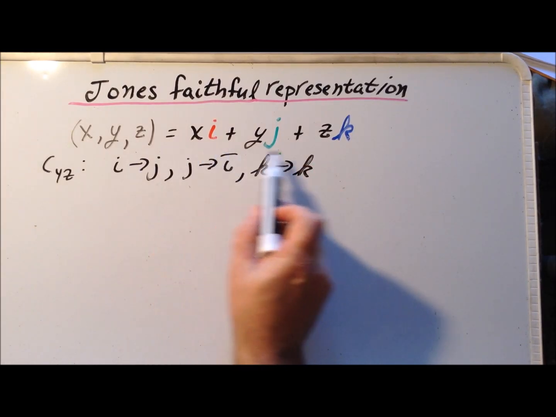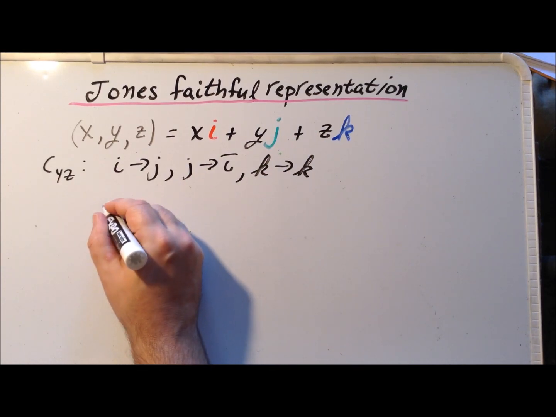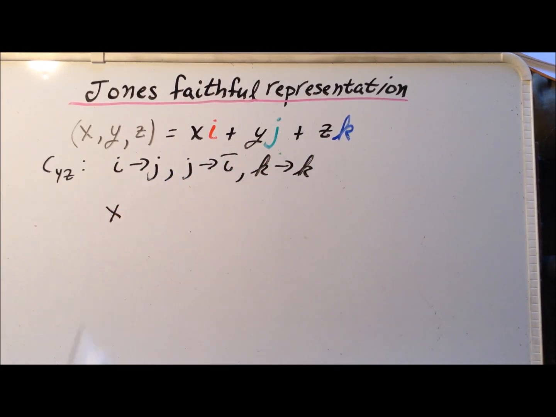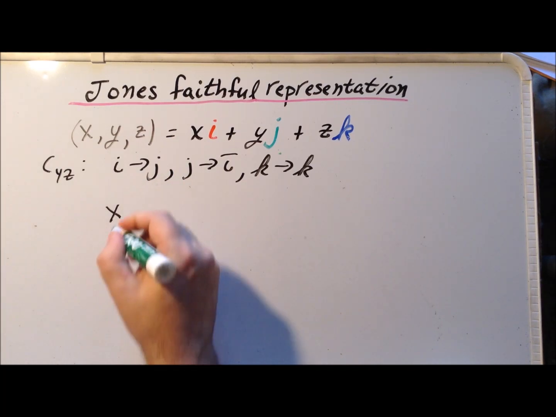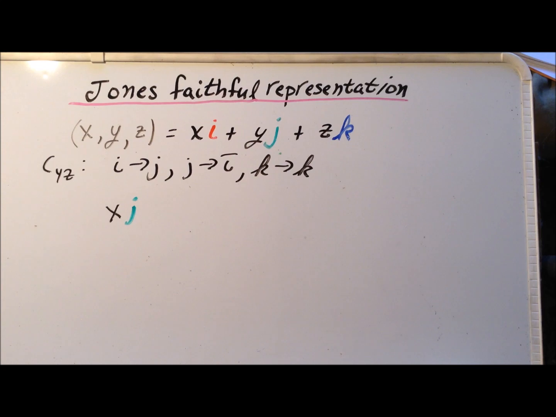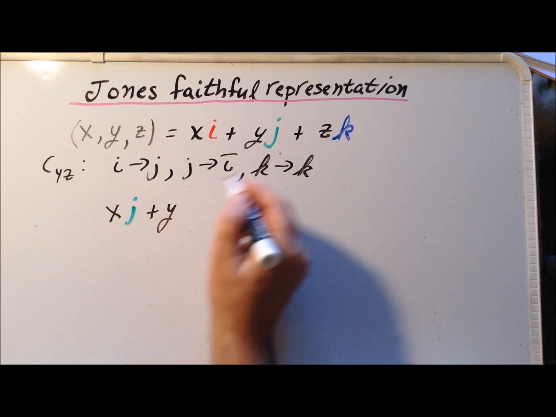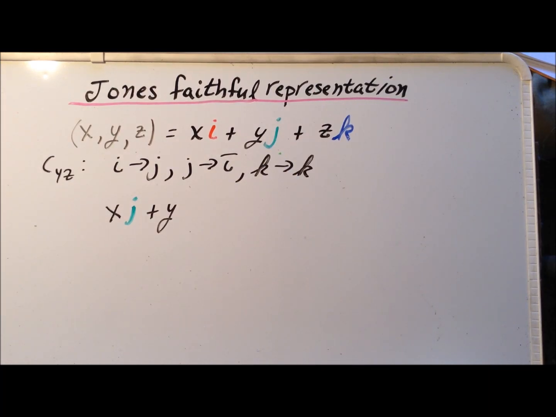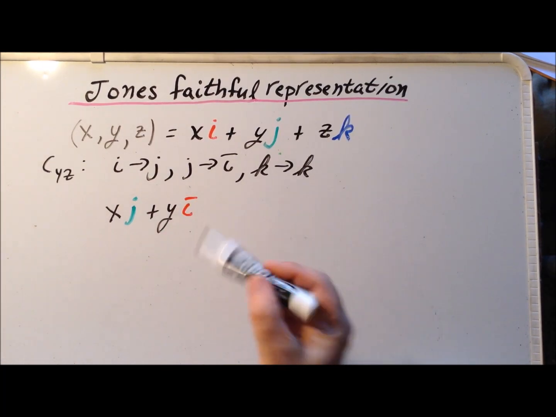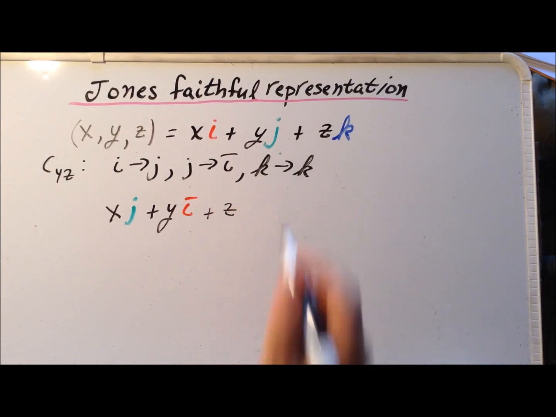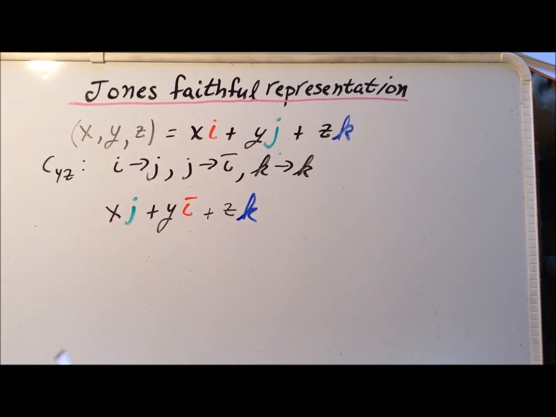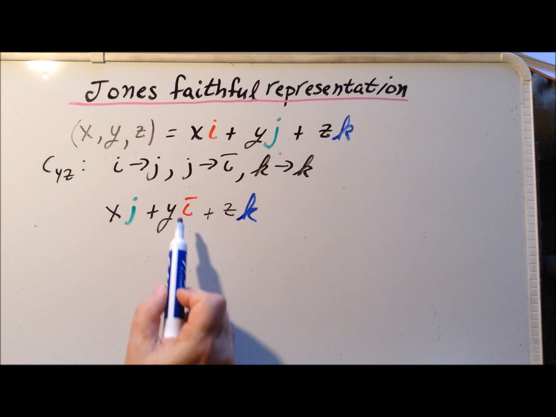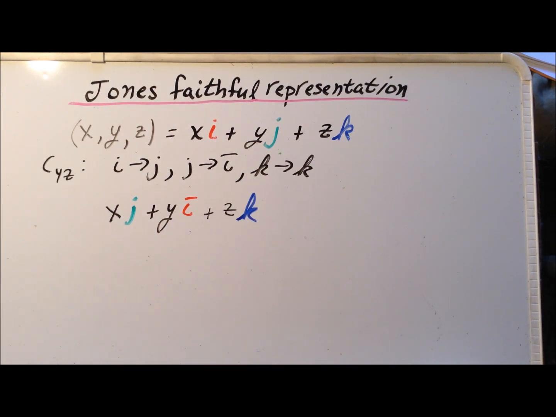That means it takes this particular point up here, x, but now i went to j, so we have to replace that by j. We have plus y, but j has turned into minus i, so we need to write down minus i here. And then finally, we have z times k, and k has not changed at all, so it's still k. So this tells us that our transformed point is going to be x times j plus y times minus i plus z times k.